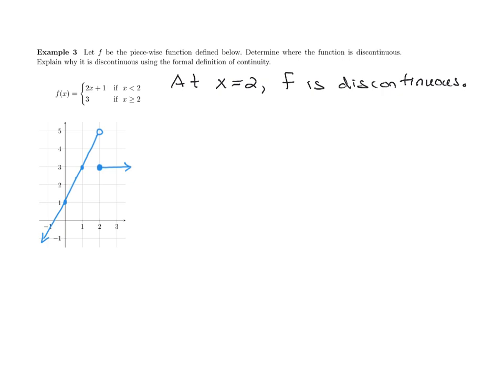But the real question is why? What goes wrong in the limit definition? What goes wrong with the limit as x approaches 2 of the function being equal to f of 2? What problems occur? And it could be one of 3 things. Maybe the limit doesn't exist. Maybe the function's not defined. Or maybe they're not equal to each other.